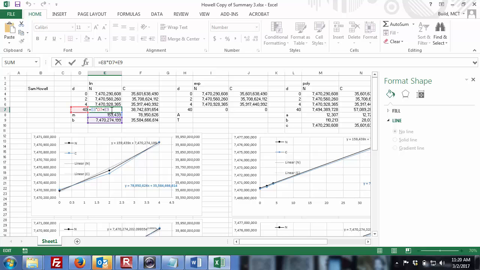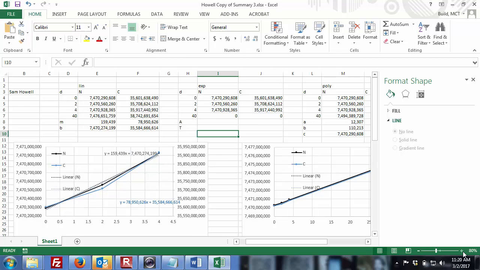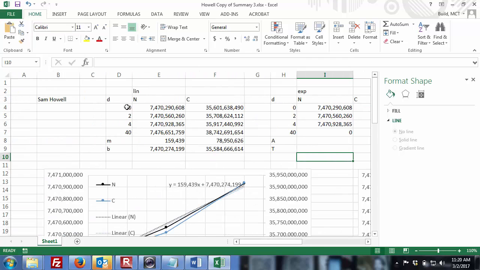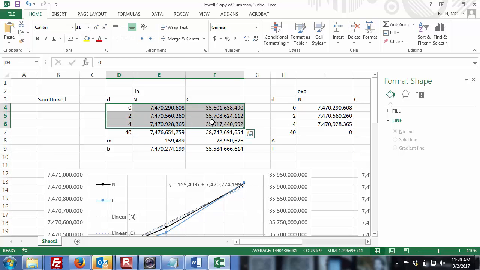Excel is going to give you, let me make this a little bit bigger. Yeah. So again, this is the raw data that you're going to pull from the website. You've already done this, so you just plug in the new data that we just looked at on the website.